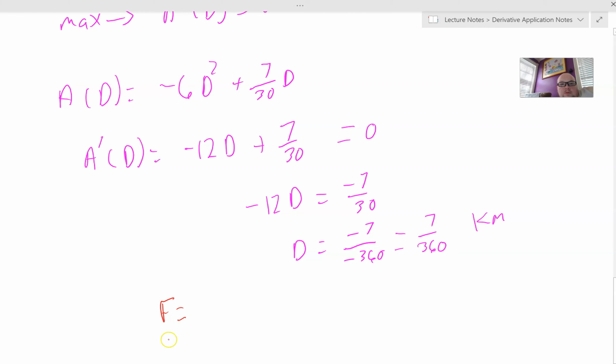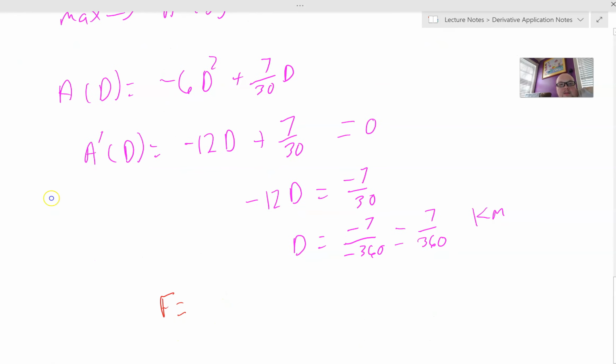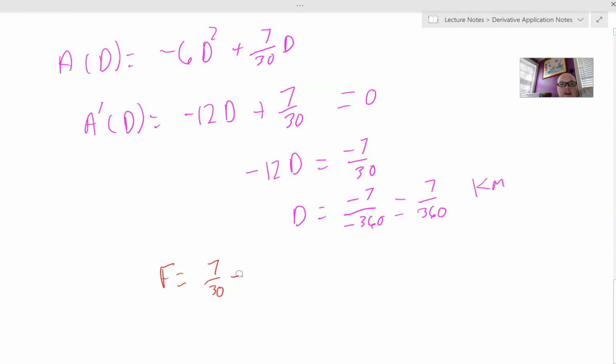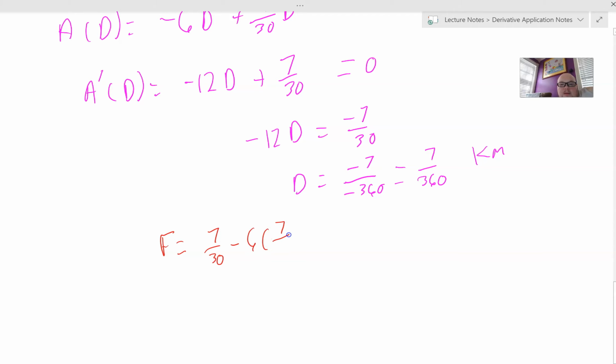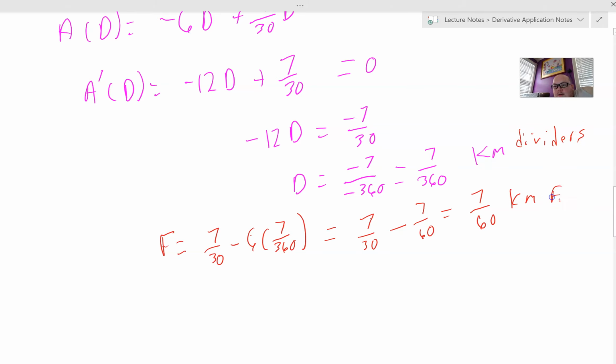all right, so F equals, well, we found that to be our 7/30 minus 6 times 7/360. Alright. So this is 7/30. Alright. Let's see. That'd be 7/60. And that's the same as 14/60. So this would be 7/60 kilometers. So this pink part is for your dividers. This part is for your fence width. Alright. So now, you've got that.